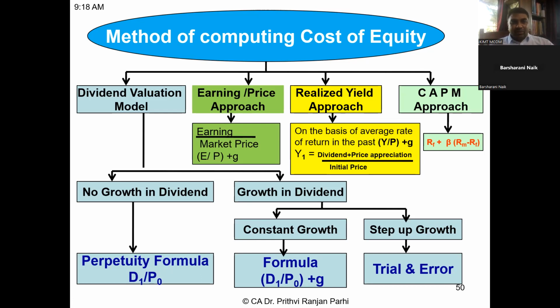Next is the earning price approach. Earning divided by market price plus G is the formula to compute cost of equity. One more is the realized yield approach. You can see it on the screen. It is dividend plus price appreciation divided by initial price. Then one more model is the capital asset pricing model, CAPM. The formula is RF plus beta into RM minus RF, that is risk free rate of return plus beta into market return minus risk free rate of return. By using this formula, you'll be able to compute cost of equity.